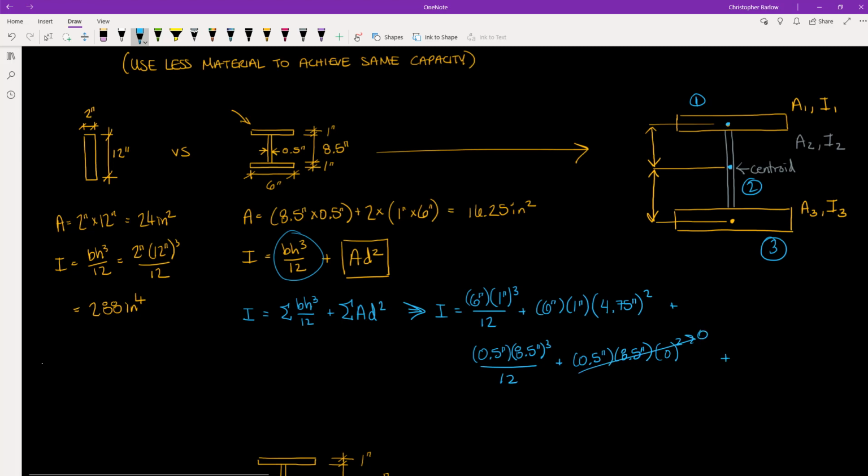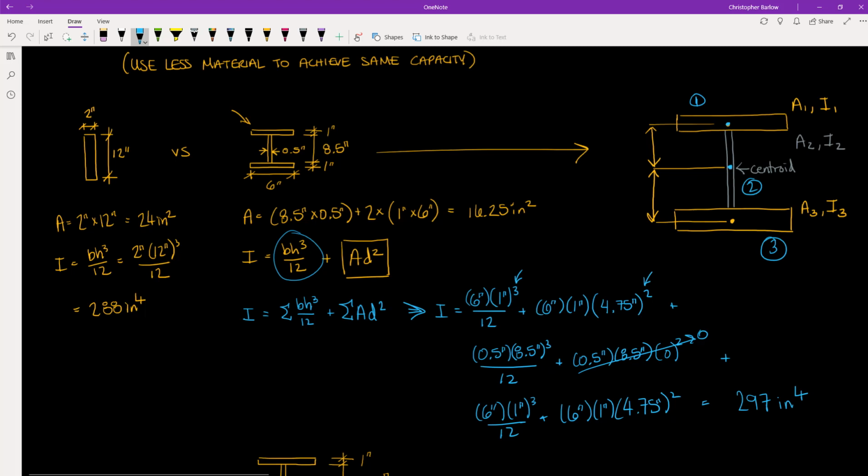Plus, now let's look at the third rectangular section, which is actually going to be the same as the first, because this is a symmetric shape. So 6 inches times 1 inch cubed over 12 plus 6 inches times 1 inch times 4.75 inches squared. And be sure to be very careful about which terms you are cubing and which terms you are squaring. And so here we get 297 inches to the fourth.